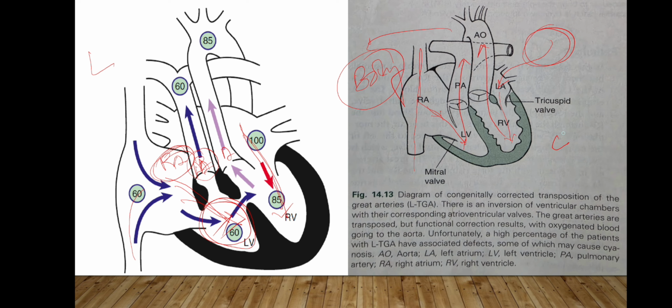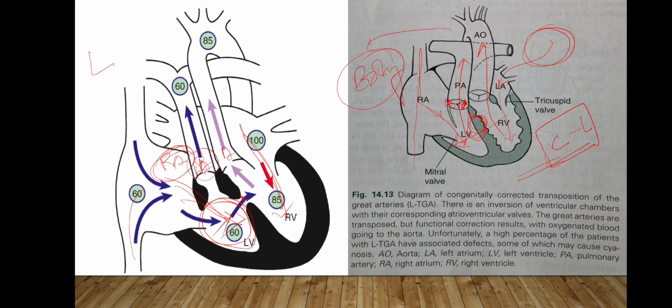So in this type of TGA, or LTGA, the child does not have any cyanosis. Cyanosis only happens if a VSD is there. So if there is a VSD or if there is pulmonary stenosis, there may be a chance of cyanosis. So corrected TGA only has cyanosis if there is a VSD, that means there is mixing of blood with a right to left shunt, or if there is pulmonary stenosis. Otherwise, there is no cyanosis.